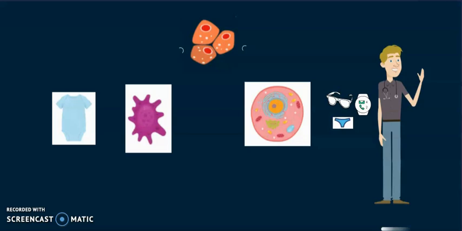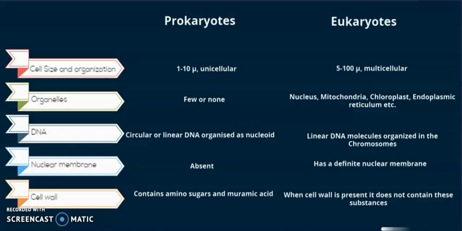Let us see a small comparison between prokaryotes and eukaryotes. Prokaryotes are 1 to 10 micron in size and are usually unicellular. Eukaryotes are usually multicellular and 5 to 100 micron in size. Prokaryotes usually lack organelles, or have very few organelles. Eukaryotes have all the mentioned organelles.